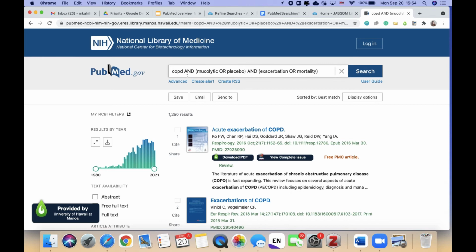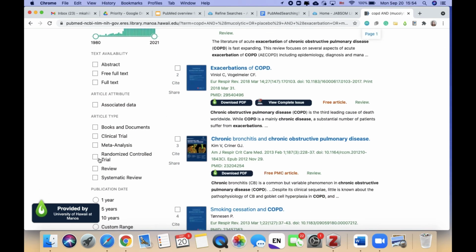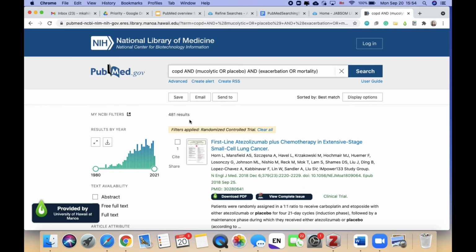Since my question's about mucolytic agents, I'm looking for randomized controlled trials. So I'm going to limit my search results to RCTs. I can check the box, and I'm down from 1,250 results to 481.